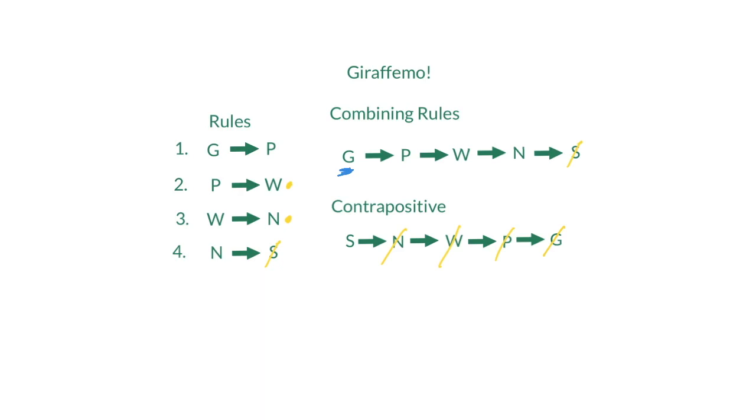Next, we're asked, if the author does purchase a giraffe, how many other things do we know must be true? Well, we know P, W, N, and not S are triggered, so that would be 4 things.